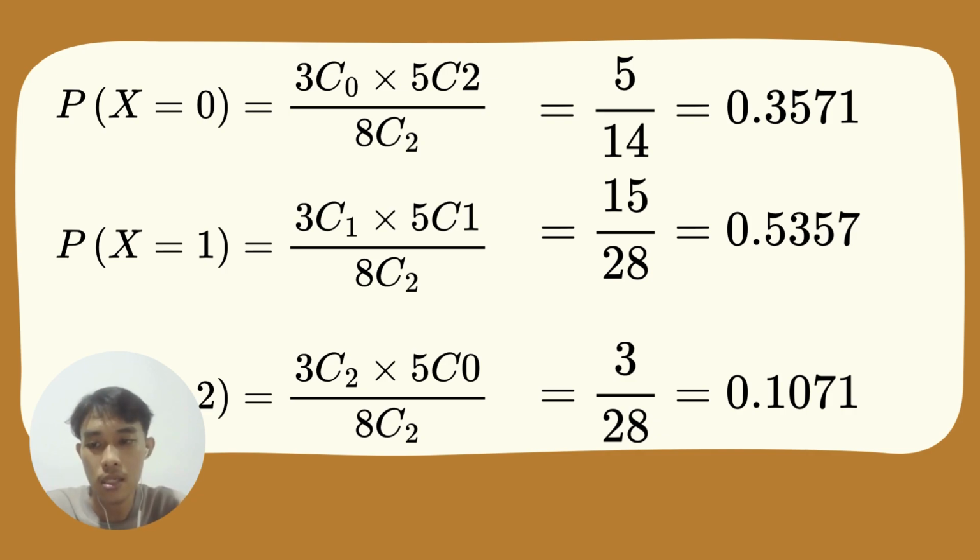And the last case is k equal to 2. This means both microcomputers in the sample are defective. And we will get the answer of 3 over 28, 0.1071. This shows the likelihood of selecting 0, 1, or 2 defective microcomputers when randomly picking 2 from the shipment.